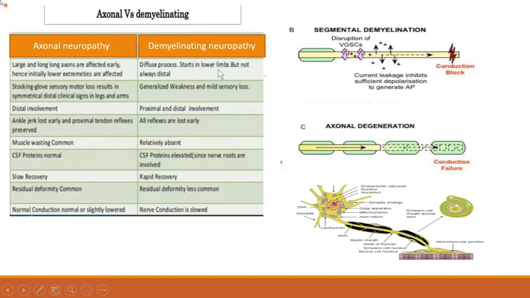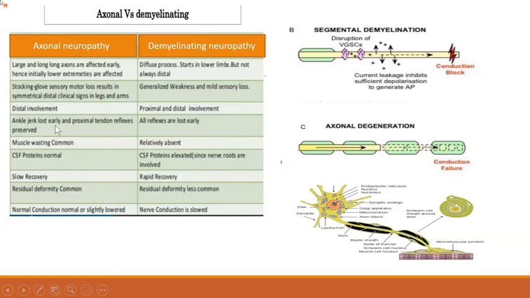While in demyelinating neuropathy, suppose AIDP starts in the lower limbs, but it can occur anywhere. Then the glove and stocking pattern, again, occurs due to the dying back phenomenon. Distal involvement in axonal neuropathy occurs due to the dying back phenomenon. So distal muscles are involved first, then proximal ones. While in demyelinating neuropathy, where there is demyelination, that segment will be involved, and proximal as well as distal weakness can be there.